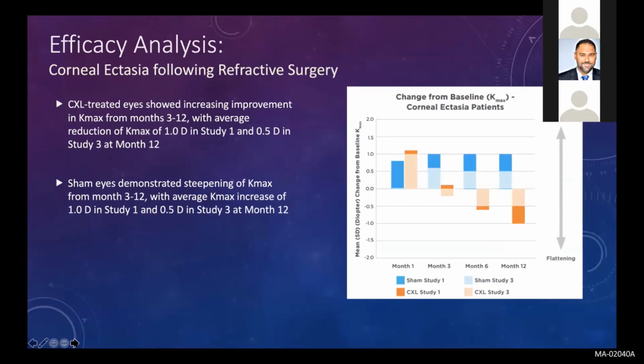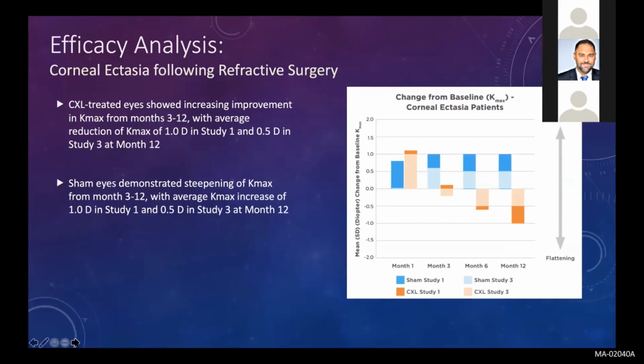Cross-linked treated eyes showed an increased improvement in Kmax from months 3 through 12 with an average reduction of Kmax of 1 diopter in study 1 and 0.5 diopters in study 3 at month 12. And these are for corneal ectasias following LASIK and refractive surgery. So again, did show an increasing improvement in the Kmax during that time.